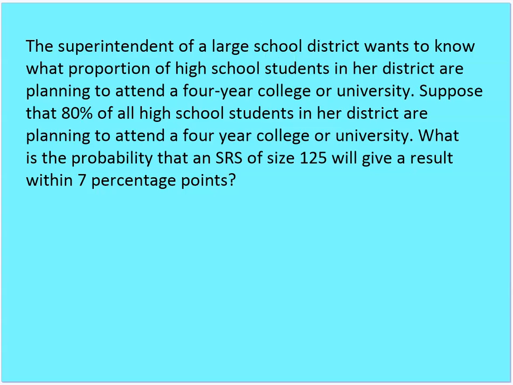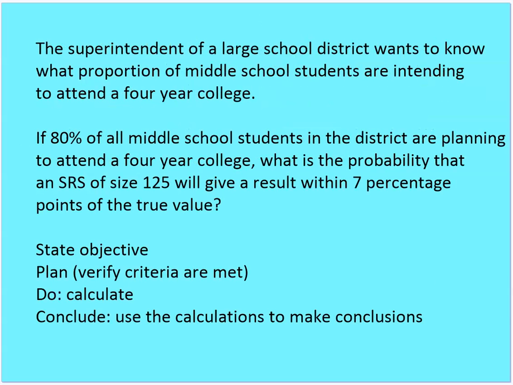All right, so it's your responsibility now to state the objective. We're going to do state, plan, do, conclude: verify that the criteria are met, do the calculations, and then conclude, based on the calculations, what percentage of the SRS of 125 will give that result within 7 percentage points. Okay. All right.